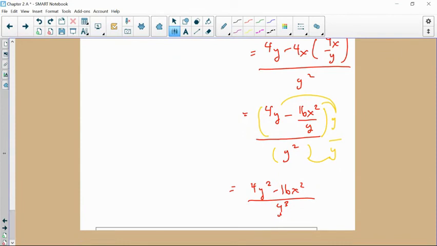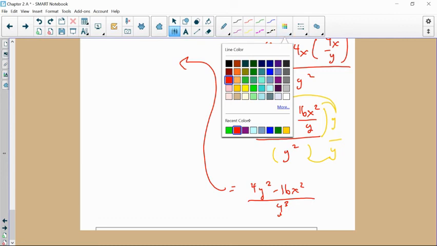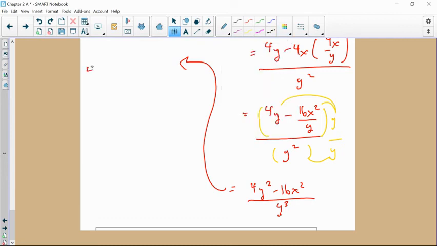Factor out a 4 for me. Factor a 4 out of the numerator. So 4, and I have y squared minus 4x squared over y cubed. And here's the thing. It's a really cool little trick because you know exactly what y squared minus 4x squared is, right? And if you don't know, look at the starting problem.